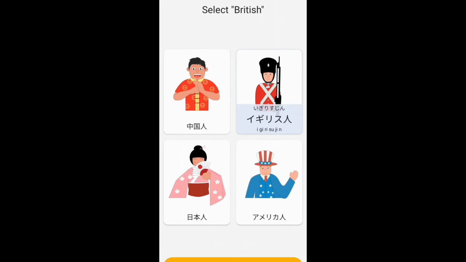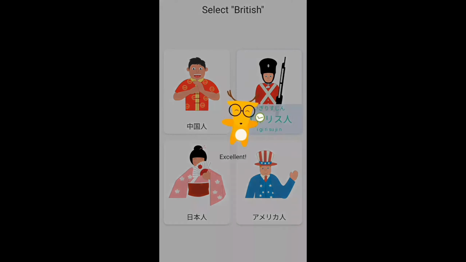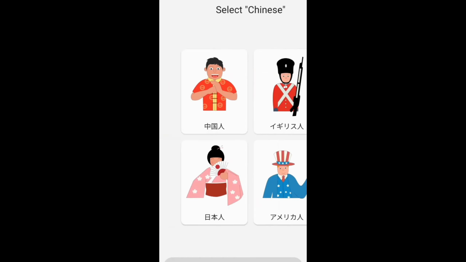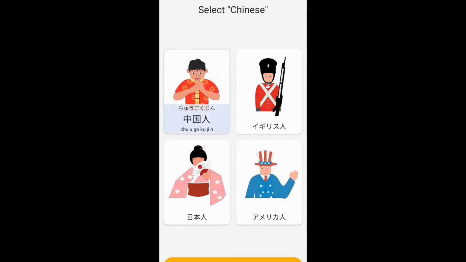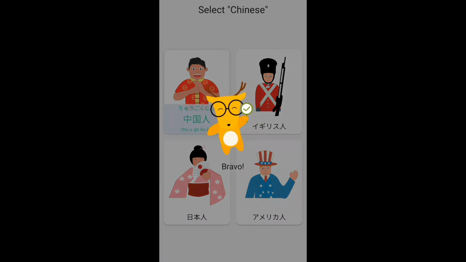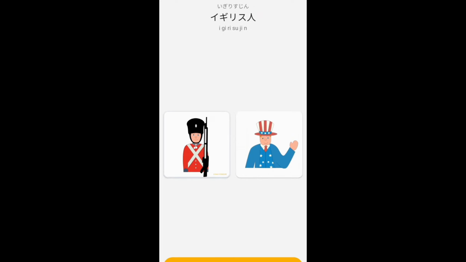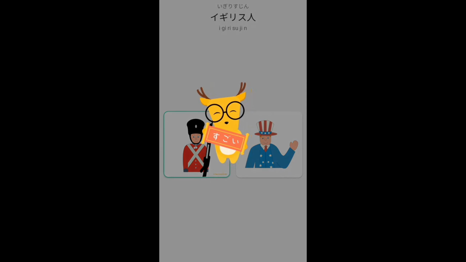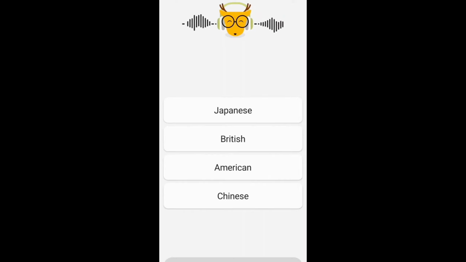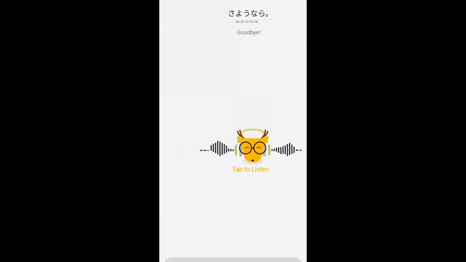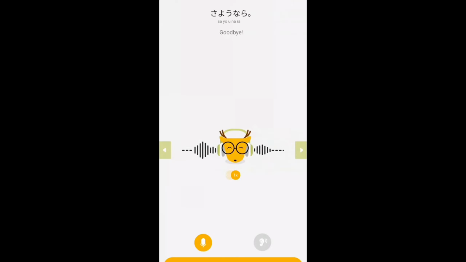What is English? What is British? Igirisujin. So Chinese is Chugokujin. What is Igirisujin? First one is, great job, American. So sayonara means goodbye. So can you practice saying sayonara? Great job. Sayonara.